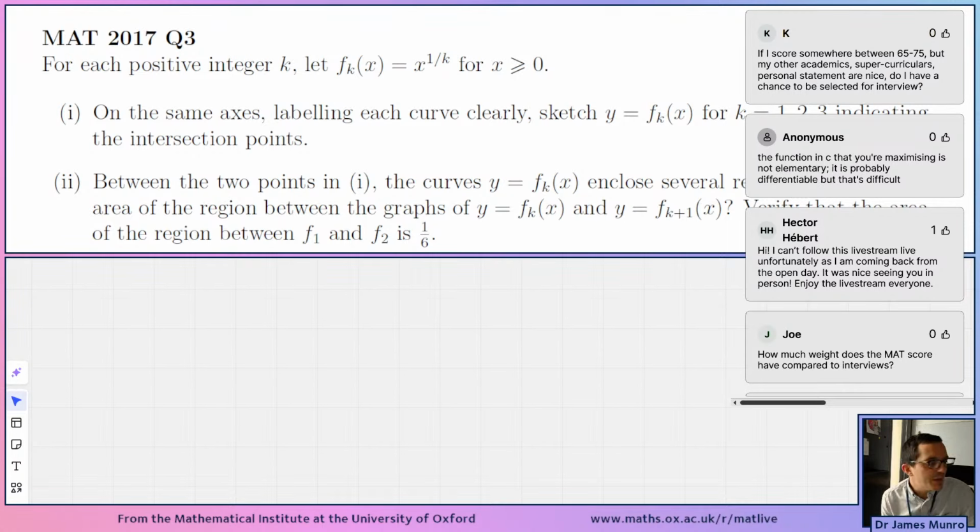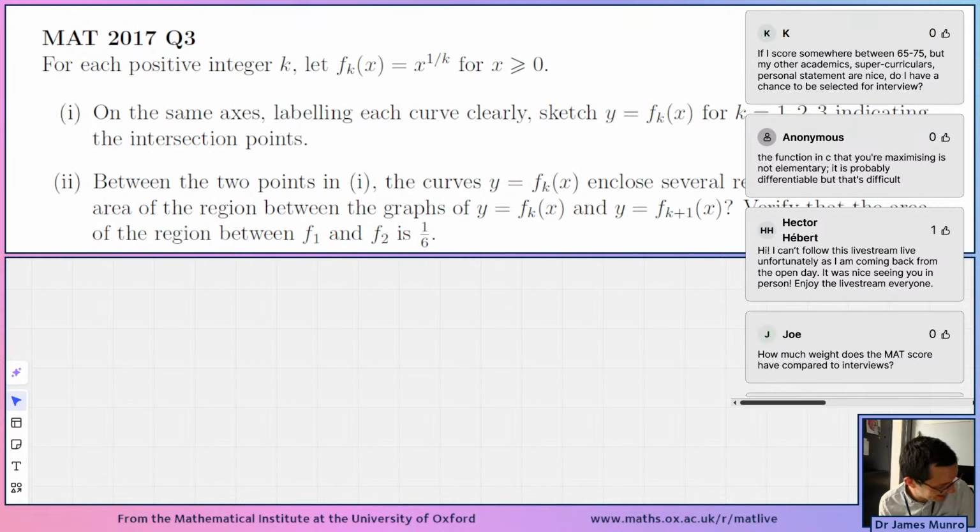If I score somewhere between 65 and 75, that's all right. That's an all right MAT score. But other academics, yeah, supercurriculars, yeah, personal statement are nice. Do I have a chance? Yeah, I'd say you have a chance. And of course, I think you should aim for 100. You should aim for more than 65, 75. You should aim for the moon.